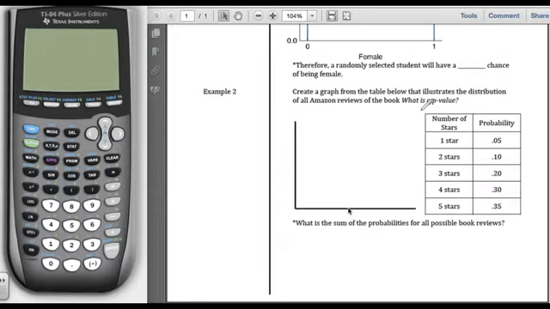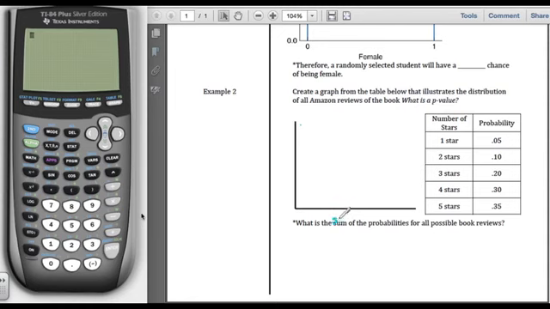If we go down a little bit further to example 2, we're going to go the opposite direction. We have the table. We want to create a graph from this table that illustrates the distribution of all Amazon reviews of the book. We've got 1-star reviews, 2-star reviews, 3-star reviews, 4-star, 5-star reviews. So we've got these limited number of possibilities, only 5 possibilities, so we can use this table, we can use this graph.